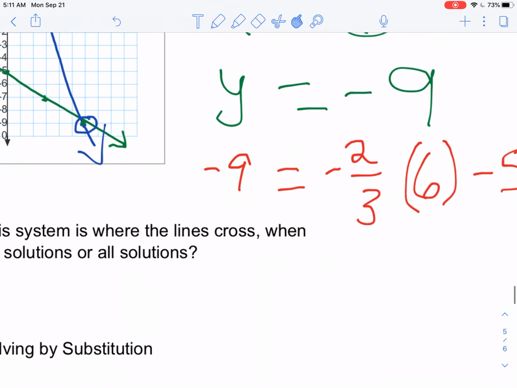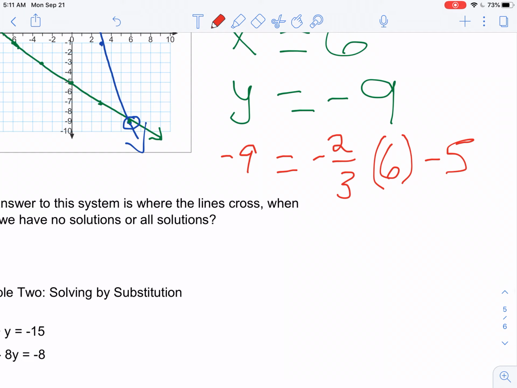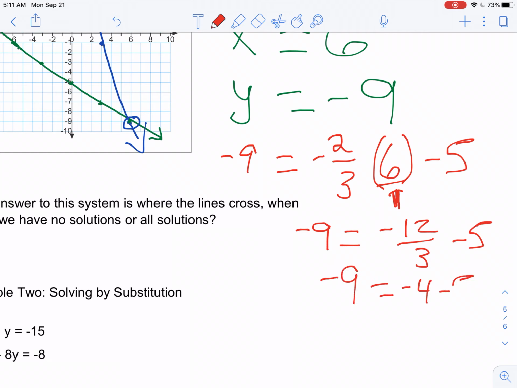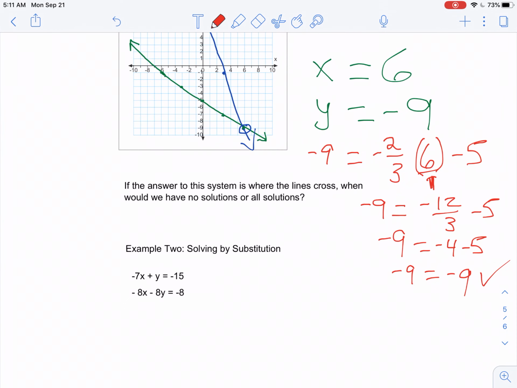Zoom in a little bit. And then we're going to see negative 2 times 3. This is going to be 6 over 1. So it's going to be negative 9 equals negative 12 over 3 minus 5. We're going to see that negative 9 equals negative 4 minus 5. And negative 4 minus 5 is negative 9, so negative 9 equals negative 9. So that first one works, which is great because it should work.